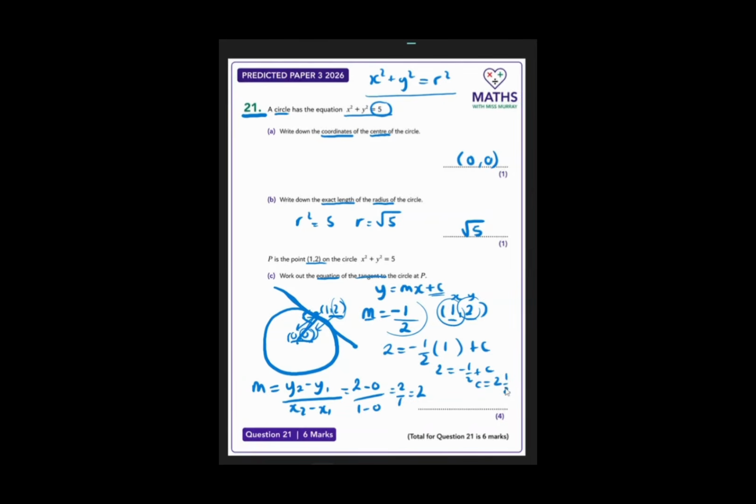So now I can write my equation, because when you write an equation of a line, y and x stay in there, m and c remain constant, so you substitute those values in. So you end up with y equals, well, we know my gradient was negative a half, so negative a half x, and my c value is 2.5, so plus 2.5, and that will get me 4 marks there. And that is it. That is the end of the paper.